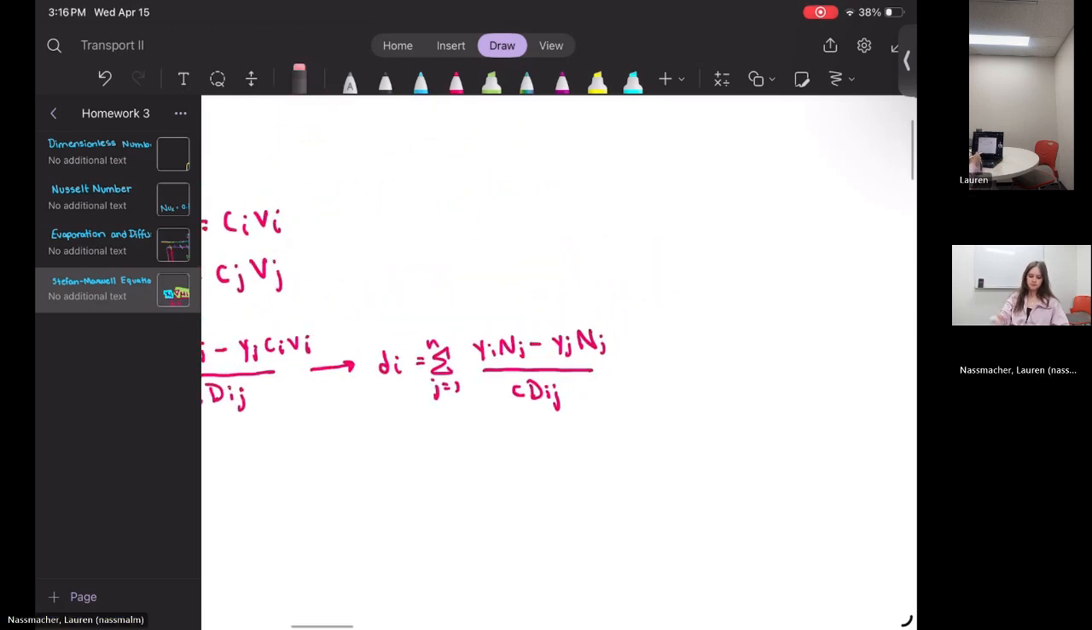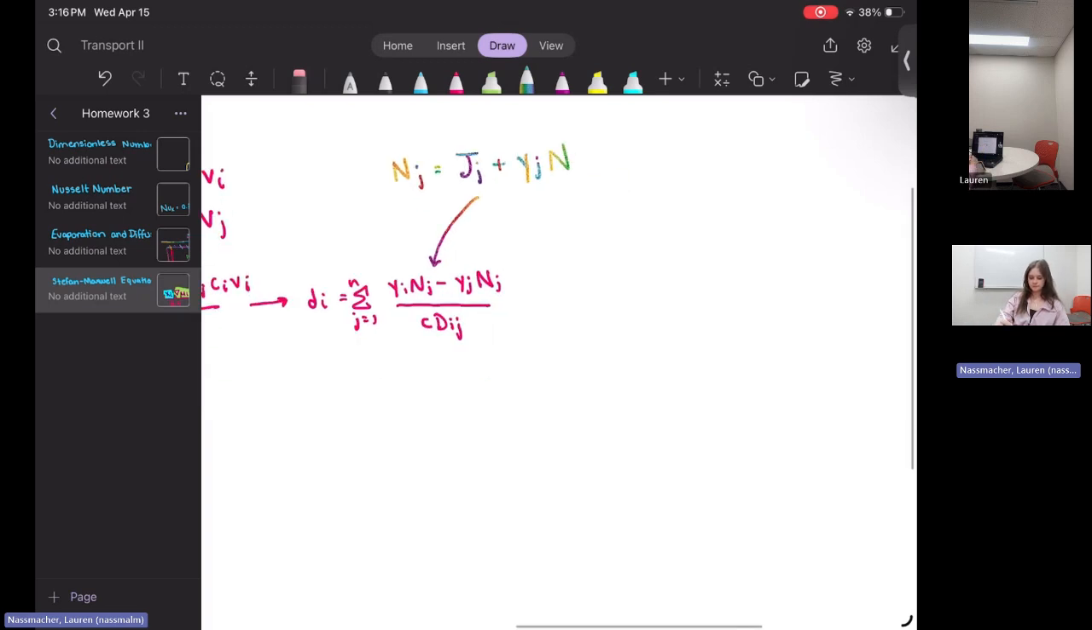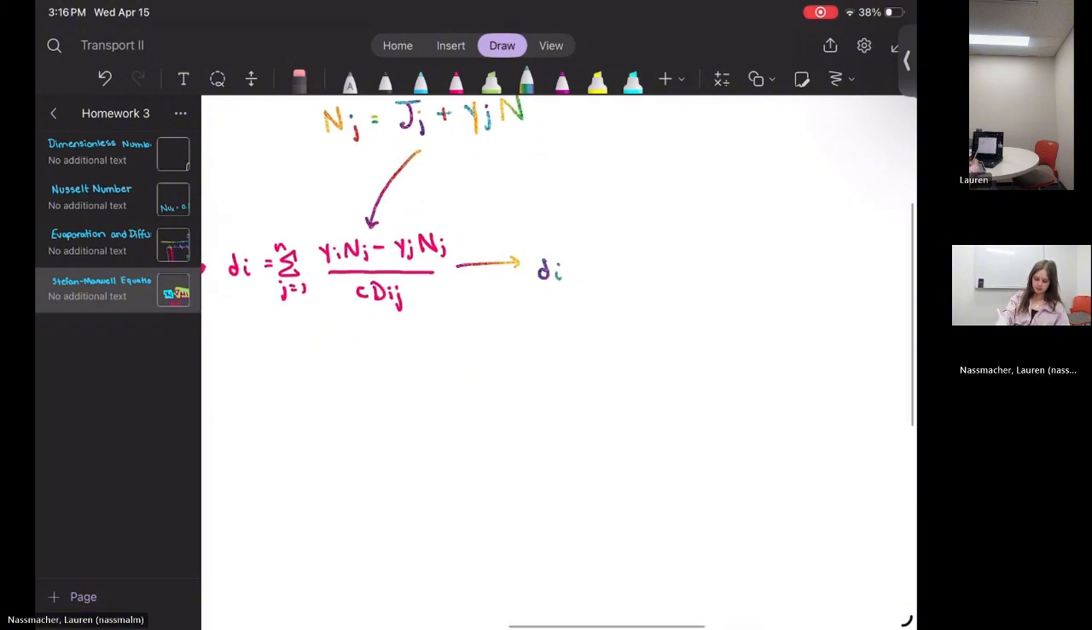Great question. From previous videos, you need to understand that the molar flux, say of J, is equal to the diffusive flux of J plus the mole fraction J times the entire molar flux. And let's substitute that into this equation to find the diffusive flux with the Stefan-Maxwell equation. So we're going to transform that. We get the sum J equals 1.